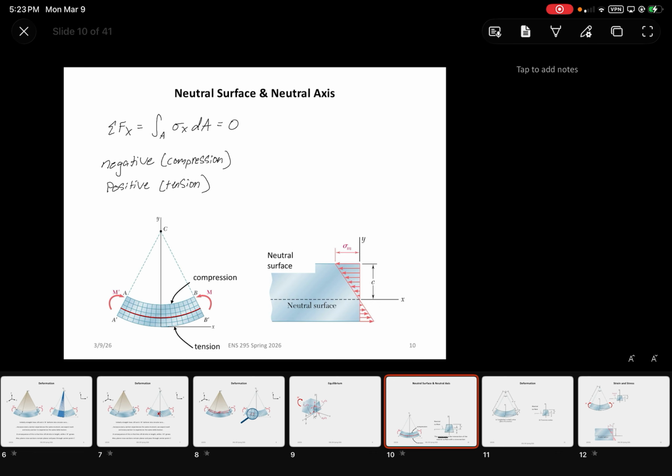What is important to note is that the summation of the compression and tensile forces, which is basically the area underneath the stress diagram, has to equal 0, right? So if we call these C and T, then through this force equilibrium, C has to equal T. Make sense?